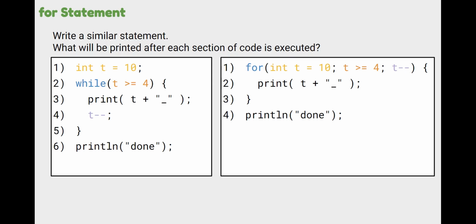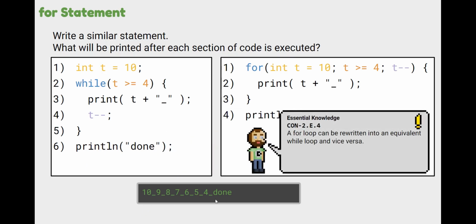What will be printed to the screen? Well, we're starting at 10. We're going to loop while we are greater than or equal to 4, and we're counting down by 1 every time. This is going to be the numbers 10 through 4, and then we will print done. This aligns with our essential knowledge. A for loop can be written into an equivalent while loop and vice versa.